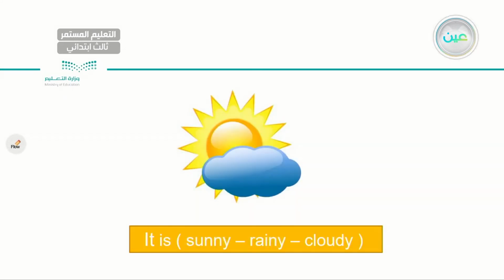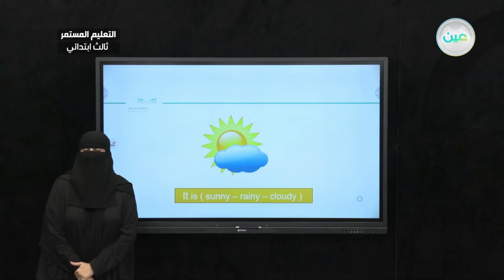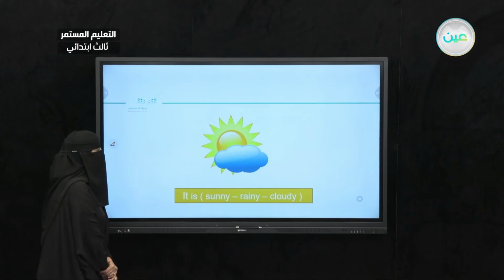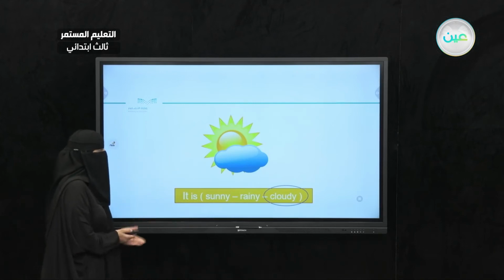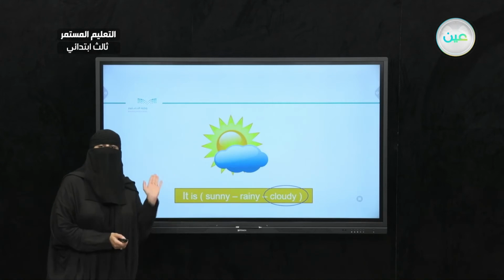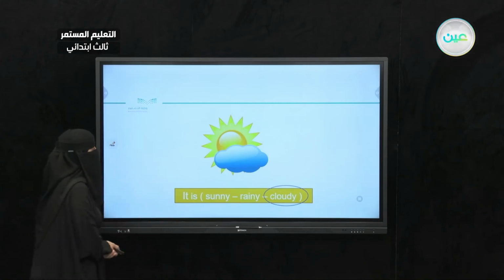Okay? Now, let's have several exercises, my dear student. As you can see here, I have a weather. Describe the weather for me. What's the weather like here? I have different answers: it's sunny, it's rainy, it's cloudy. What do you think? I have three options for you. What's the weather like? It's not sunny, definitely not rainy, but it is cloudy. Very good. So let's read our answer. What's the weather like? It is cloudy. Very good.